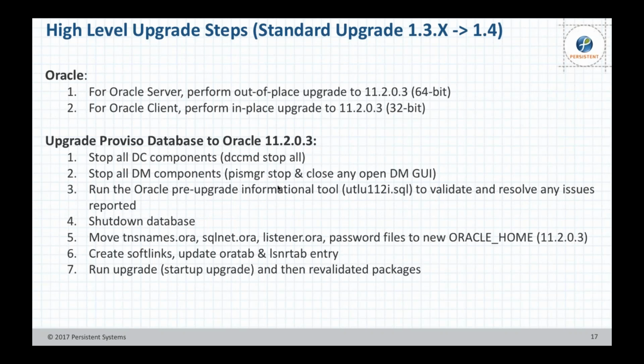So assuming you're on 1.3x itself, you would be on Oracle. What you need to do is perform what we call an out of place upgrade to 11.2.0.3. This is a recommendation from Oracle. An out of place upgrade basically means that when you install the new Oracle server, you don't install it in the same Oracle home directory as your existing installation. You install it in a new directory. So that's what we call an out of place upgrade.